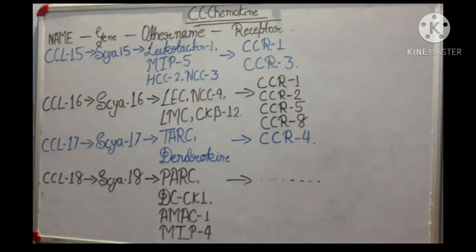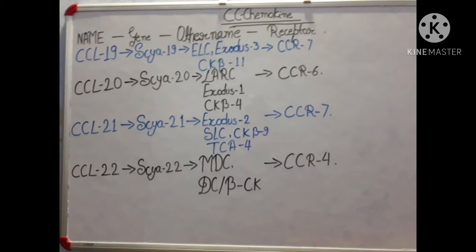Next is CCL18, which is encoded by the SCYA18 gene. Its other names are PARC, DCCK1, AMAC1, MIP4. Its receptor is not identified. Next is CCL19, which is encoded by gene SCYA19. Its other names are ELC, CK beta 11 and Exodus 3. Its receptor is CCR7.